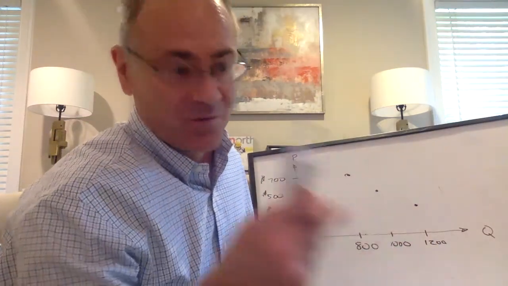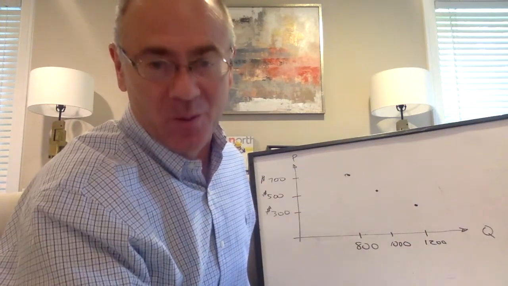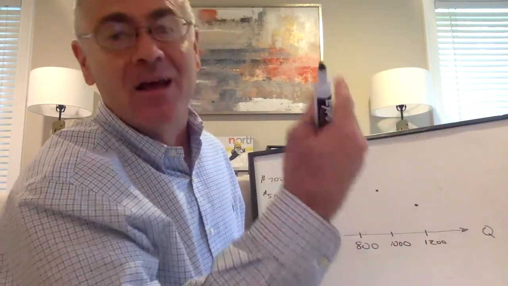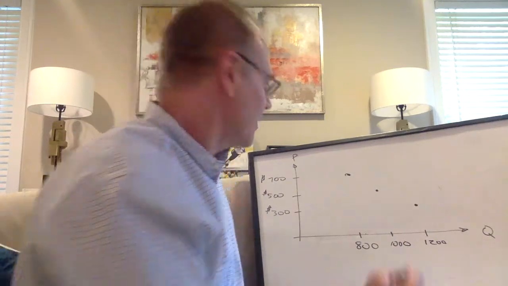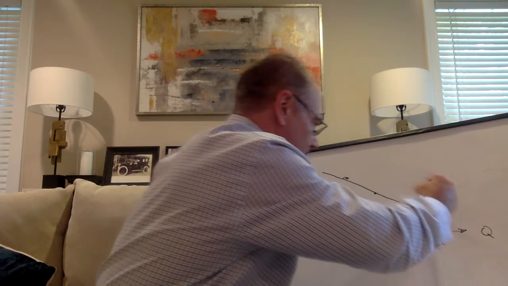Okay, so remember, don't forget, law of demand. Demand curves are downward sloping. That means as the price goes down, people demand more of them. That's what we have here. The demand curve looks like this.